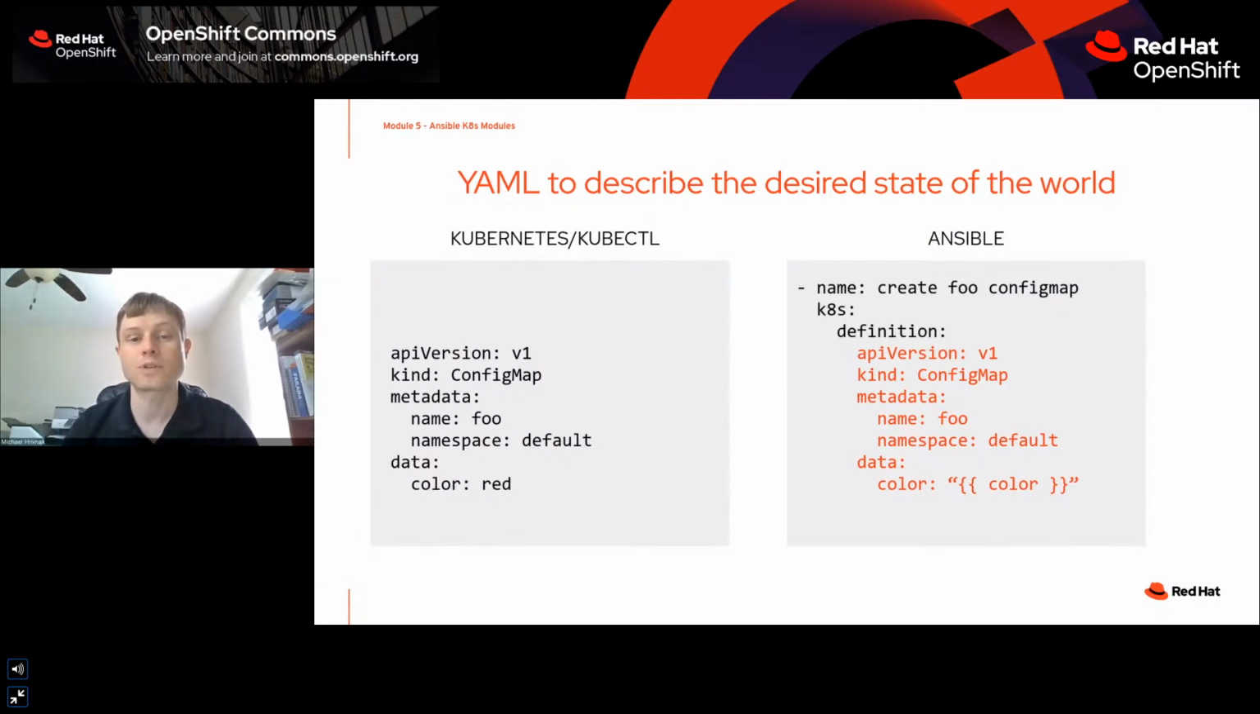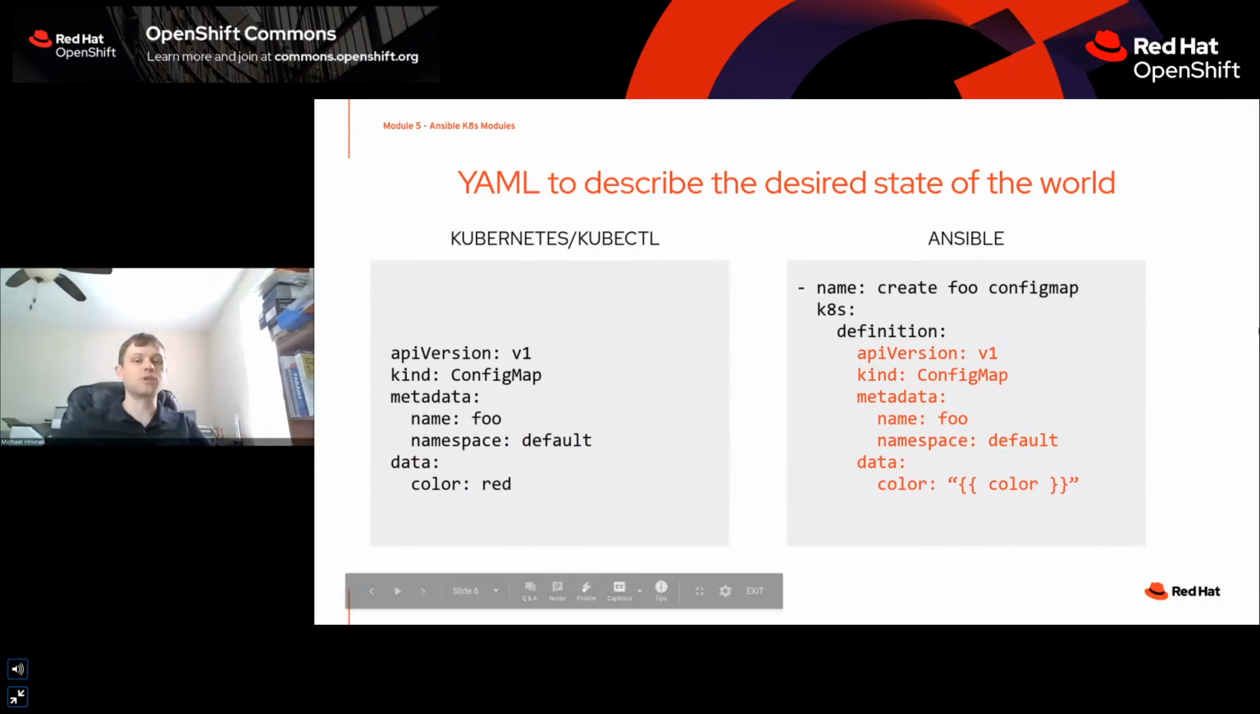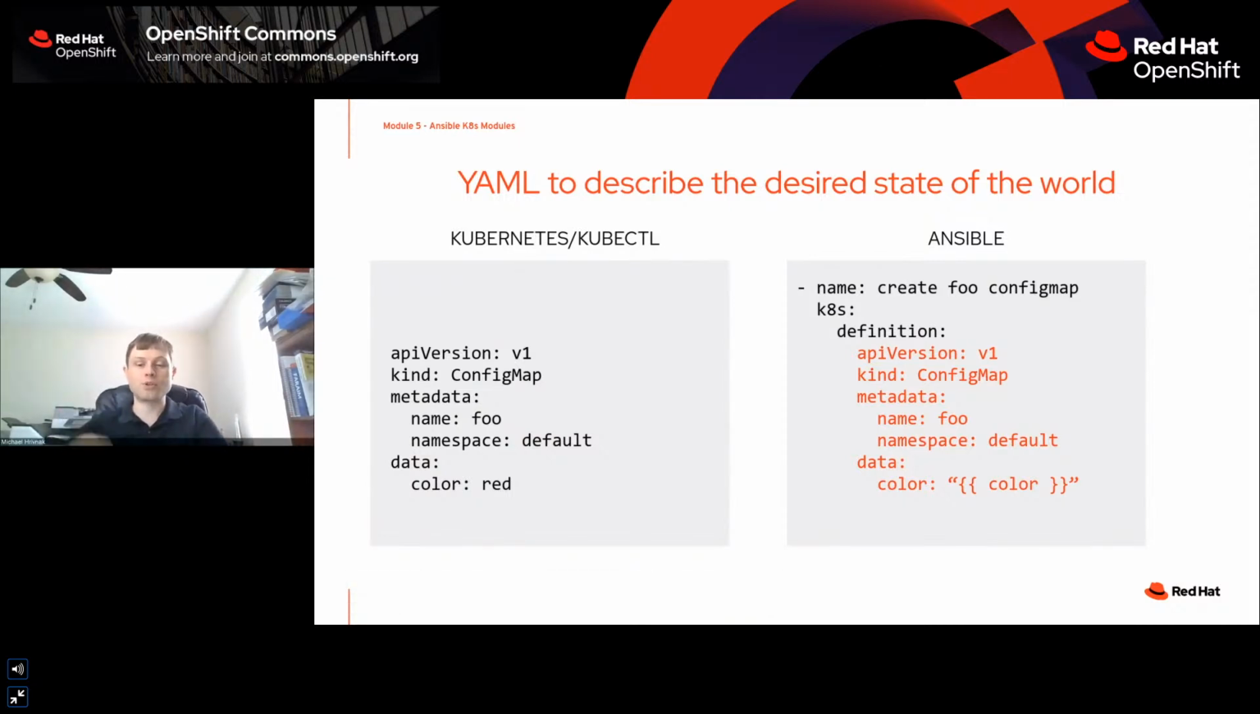But in our case, we're going to focus on the K8s module. And then we provide options to that module. And in our case, here, we're just providing a definition. And we're defining this resource by inlining the YAML right here as the definition. And that's really how this works. And we'll see as we go along here how we can compose multiple tasks together into a thing called a role.